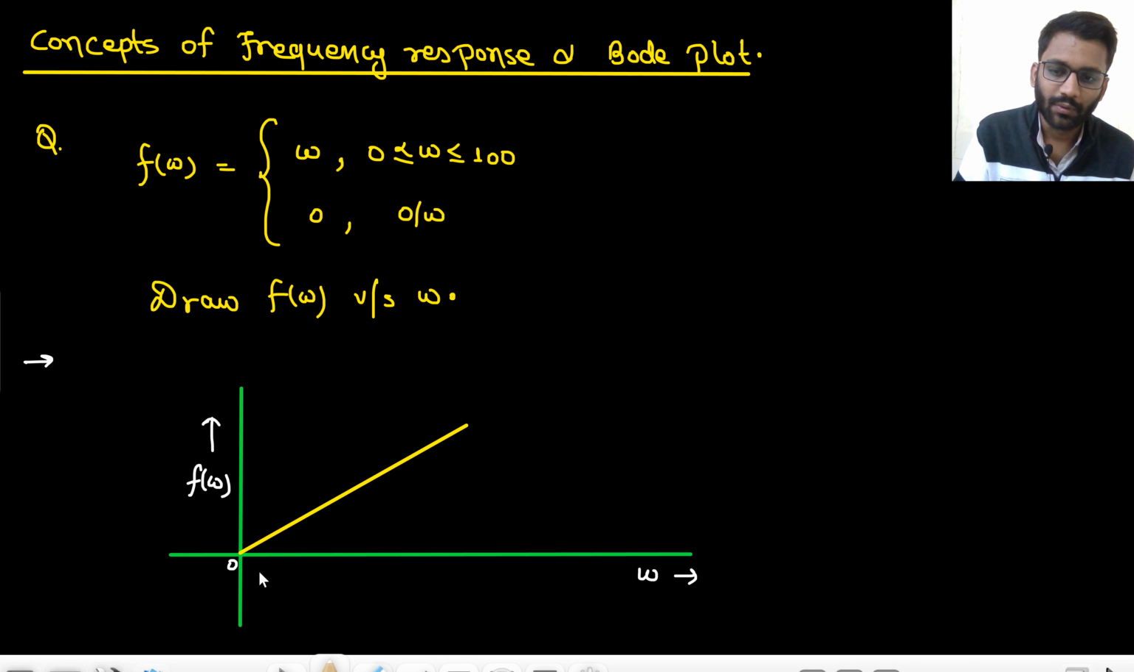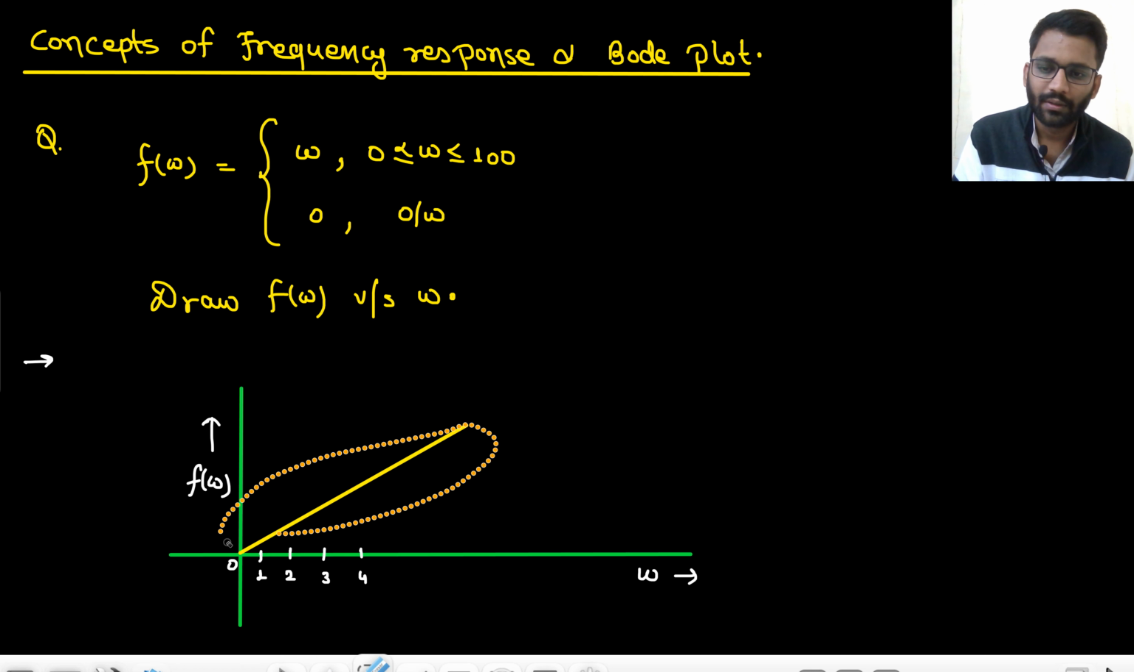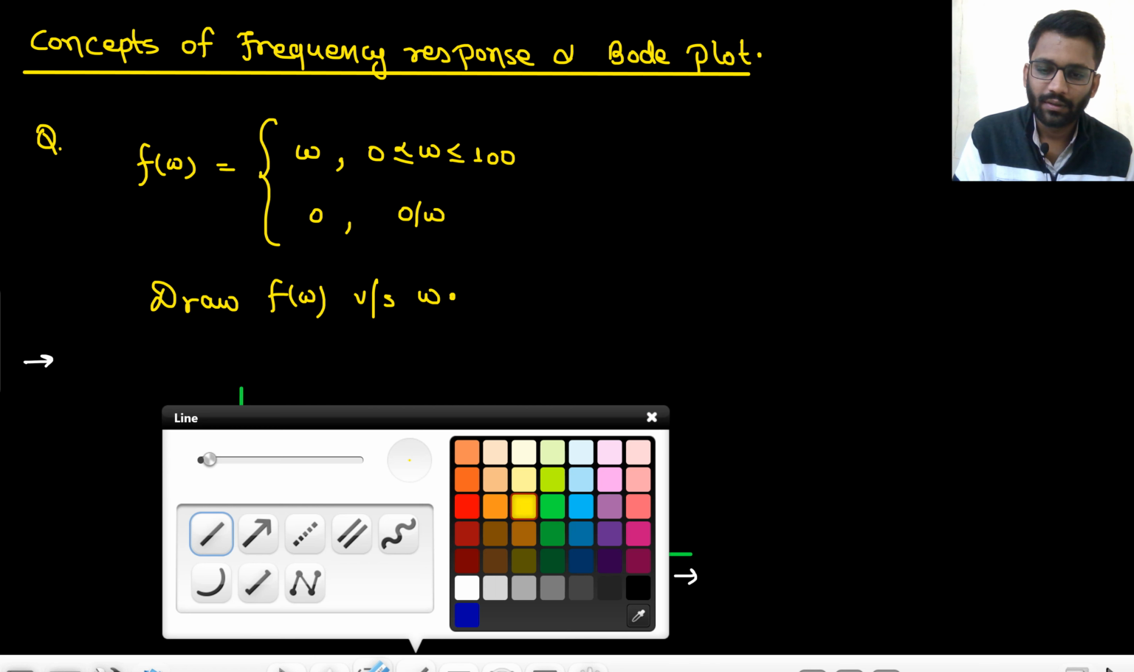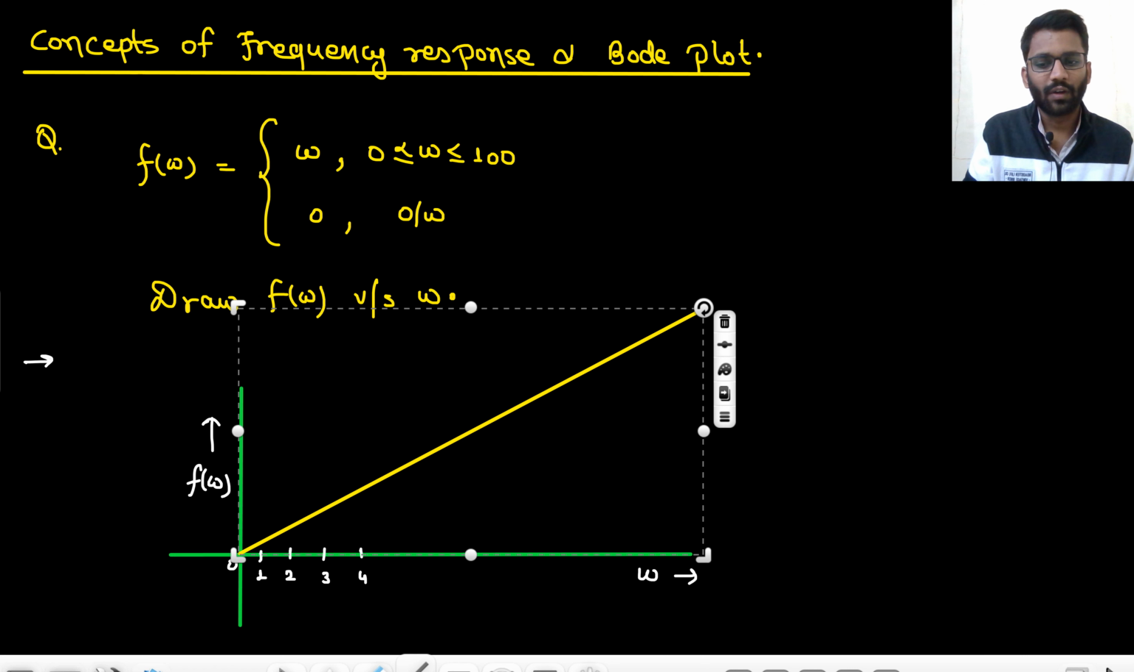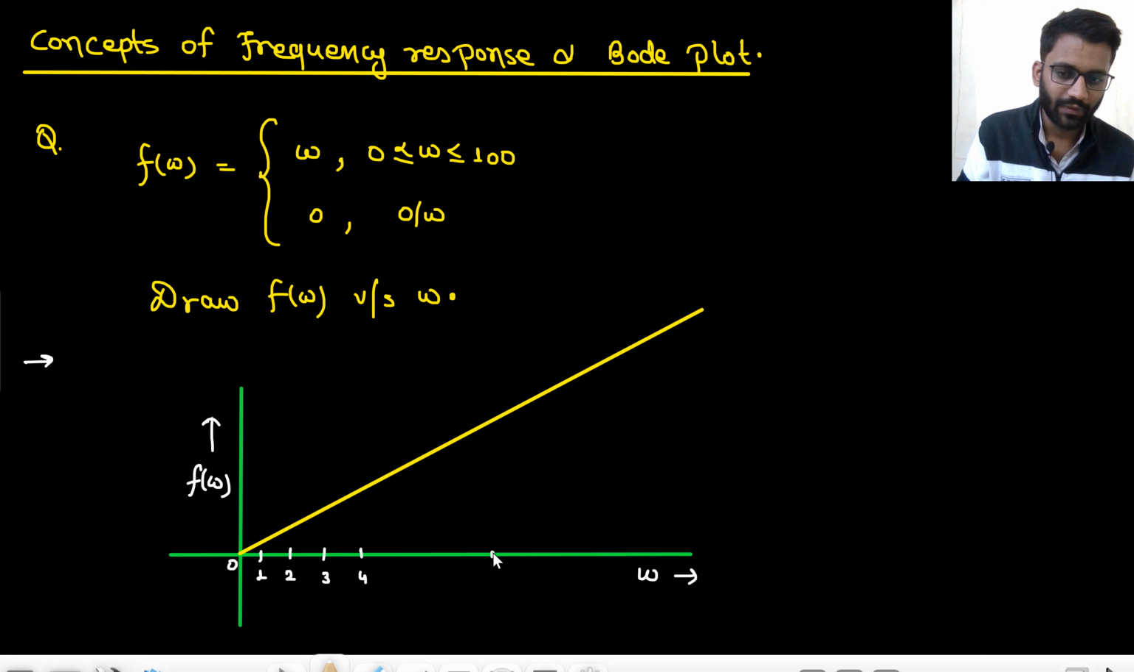So at 0, you will have 0. At 1, you will have 1. At 2, you will have 2. At 3, you will have 3. At 4, you will have 4. And till 100, it will go, like this. 100 will be somewhere too far. This will be 50.